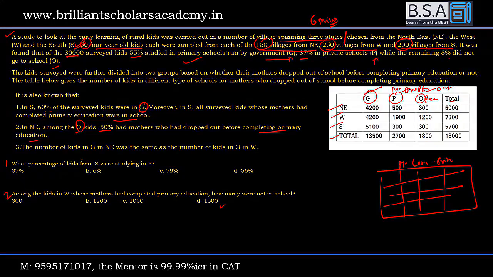First question is, what percentage of S were in P? So a direct calculation based question. Among the kids in W whose mothers had so on, what is not? So again, a question with definite answers. So I'll categorize this set so far as A. A is abhi kar lo, easy set.